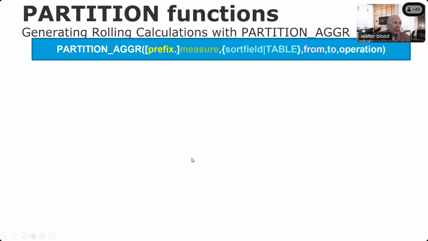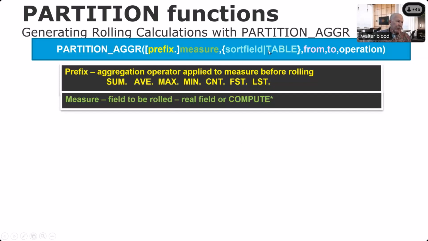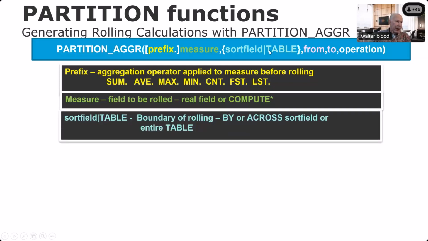We have the measure or the field that we're going to be working with, and notice that it too is prefixed. And we have quite a few prefixes that we can work with here, so that I don't necessarily have to work with just that measure. I can actually specifically ask for a total, a sum, or an average, or I can take the biggest or littlest. I can count, all right, or the first and last. Again, my break field is going to be the boundary of my rolling, all right, either a by or an across sort field or the entire table. Right, up to you.